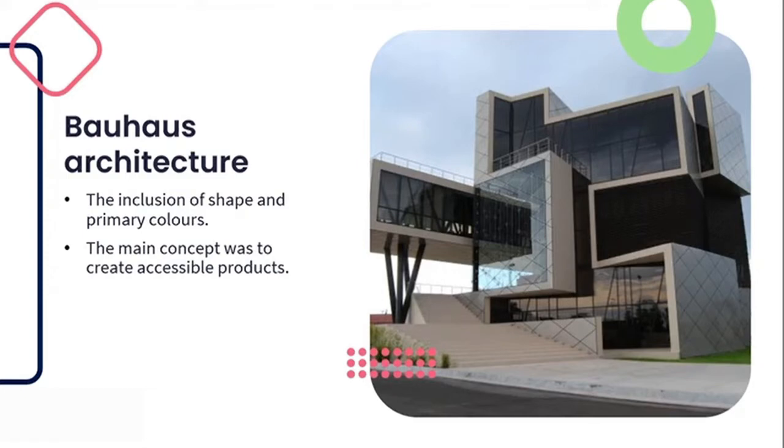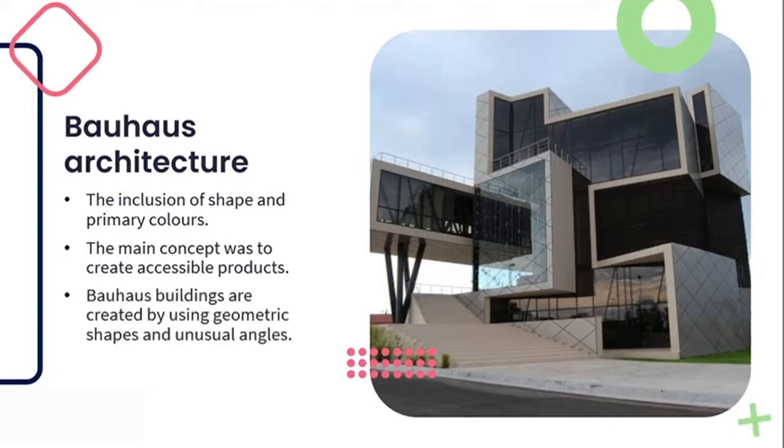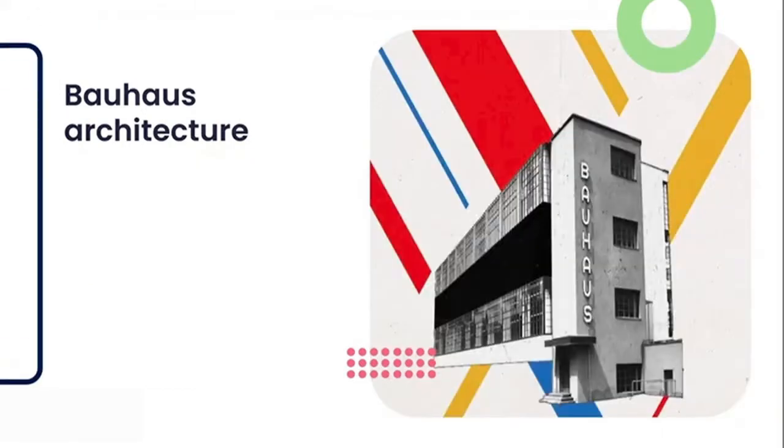The general principles of the Bauhaus style are using geometric shapes, unusual angles, as well as primary colors. Let's take a look at some of the characteristics.